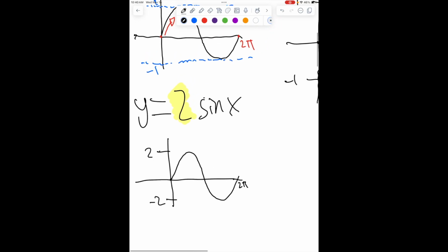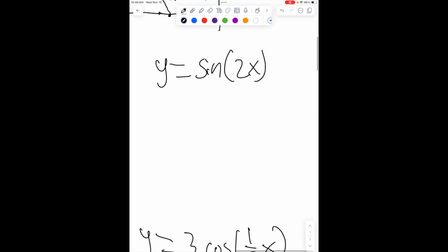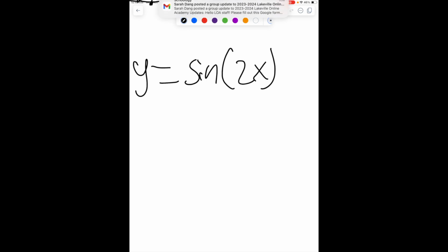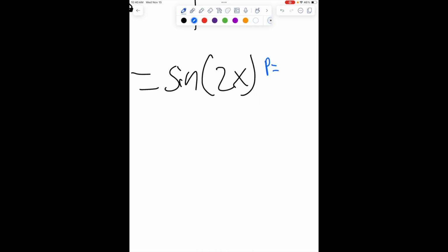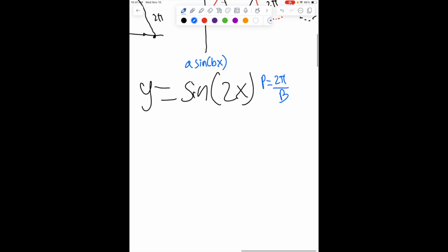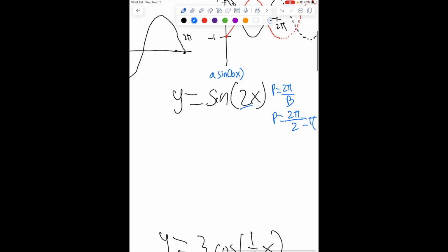Whereas if I look at y equals sine of 2x, that's actually going to shrink my period. It's going to make the period smaller. So I'm going to look at this and say, all right, to find the period, I'm going to take what it normally is. I'm going to say period is 2 pi, and I'm going to divide it by b again. So we've got a sine, this is going to be b of x. So I'm going to take that number and divide it by 2, which means my new period is just 1 pi instead of 2.